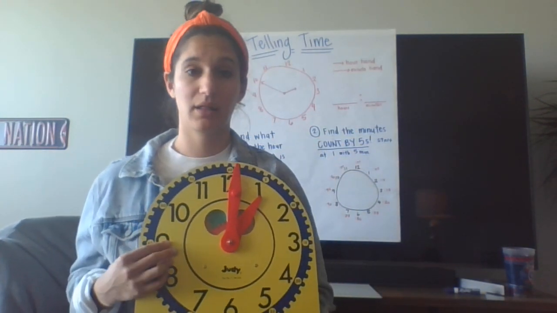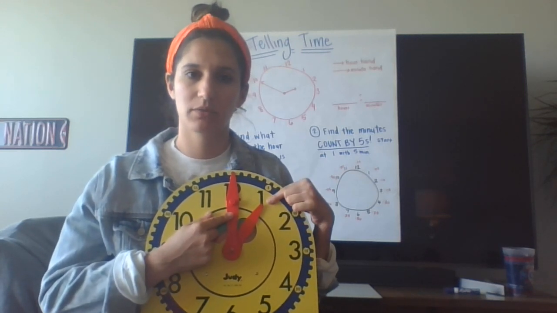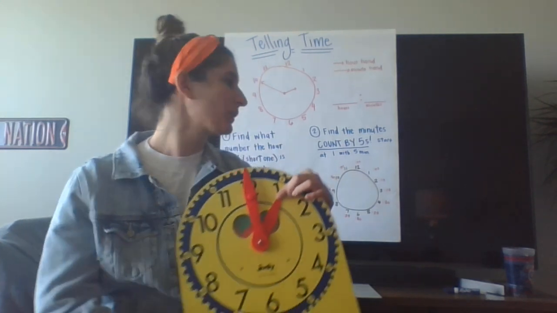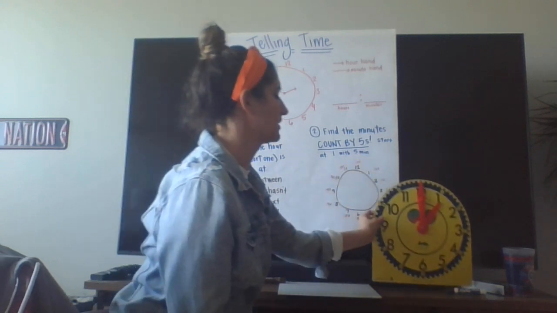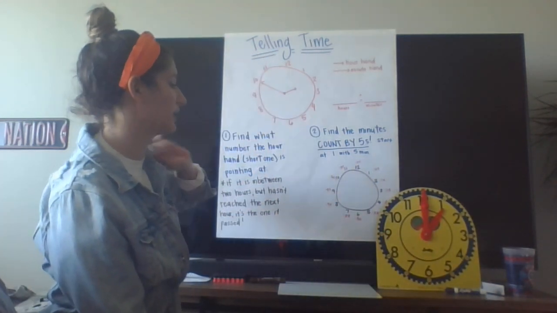Like this is 1 o'clock because our minute hand is just pointing up at the 12. Okay, that means it's a new hour. Our minute hand is ready to start over before it goes to the next minute. So let's go over our steps and we will read the time on this clock right here and then we'll do some practice.